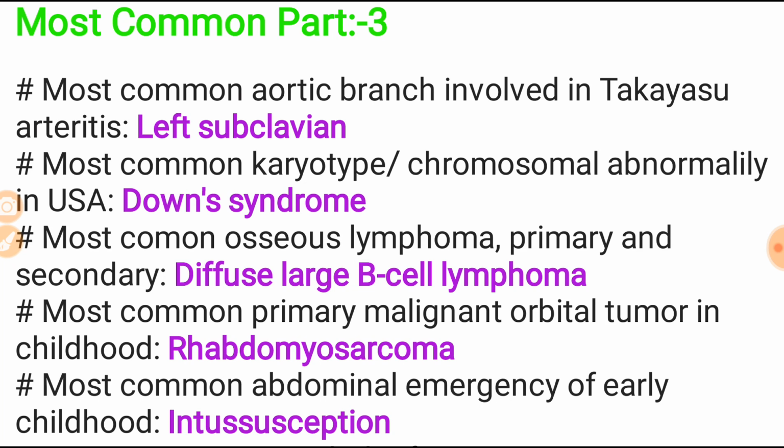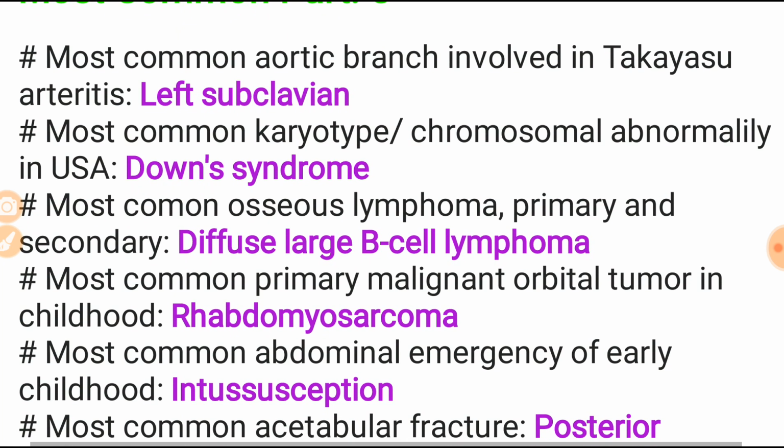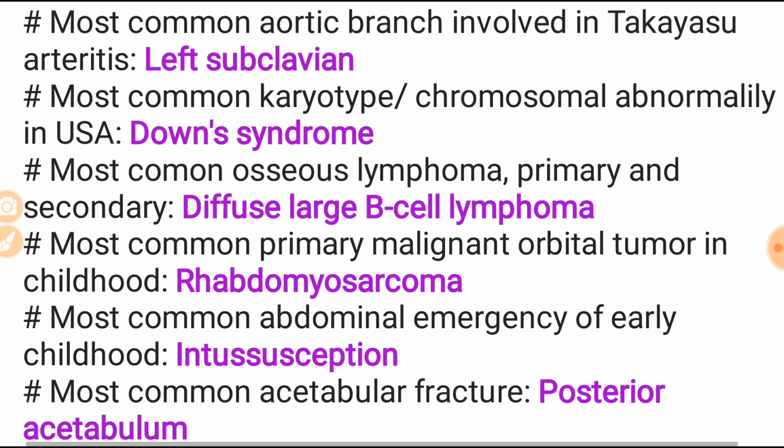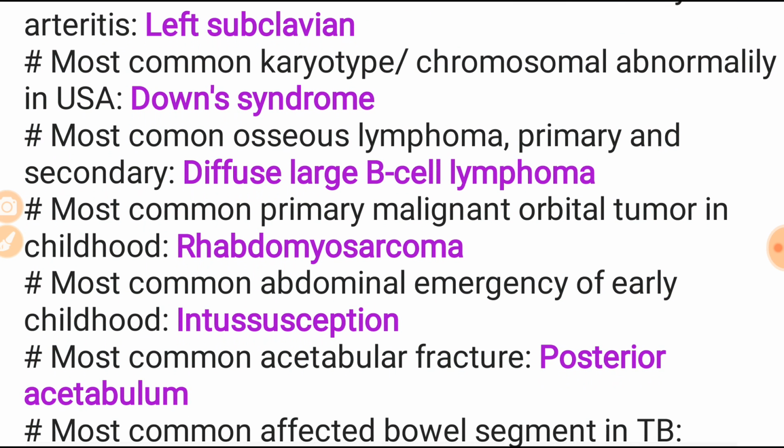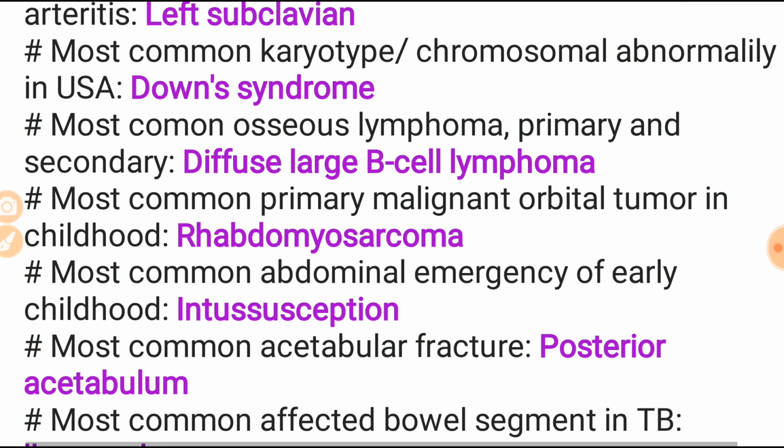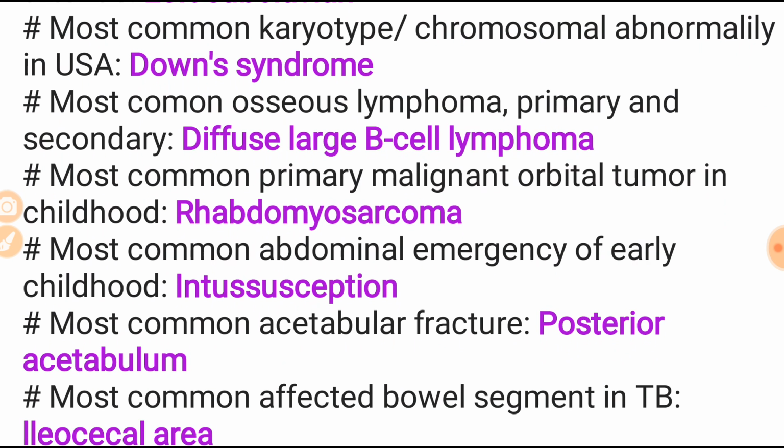Start with the most common aortic branch involved in Takayasu arteritis, which is the left subclavian artery. The most common chromosomal abnormality in the US is Down syndrome, and the most common osseous lymphoma, primary and secondary, is diffuse large B cell lymphoma. Next, one of the most common primary malignant orbital tumors in childhood is rhabdomyosarcoma.